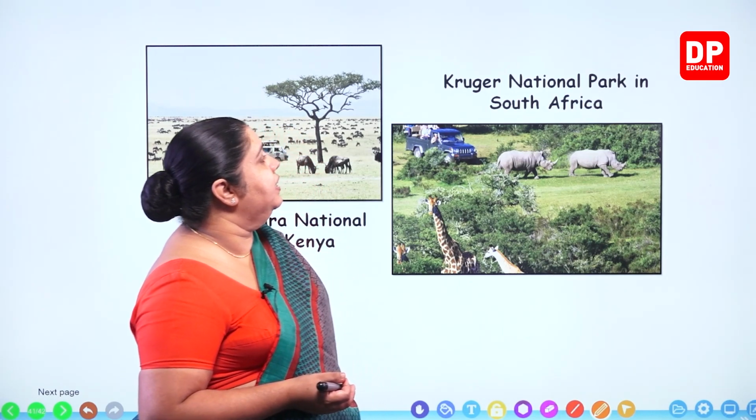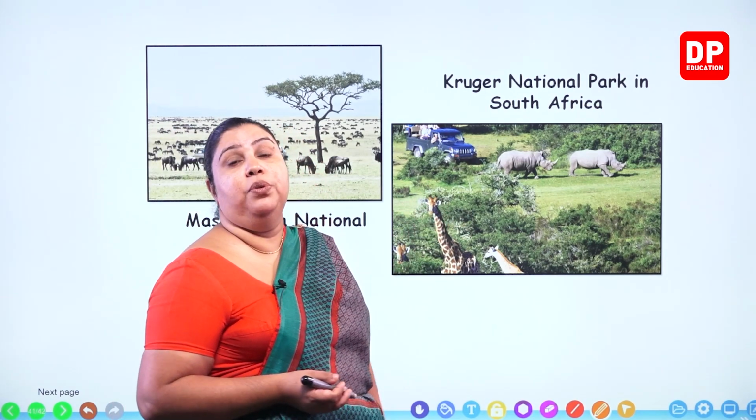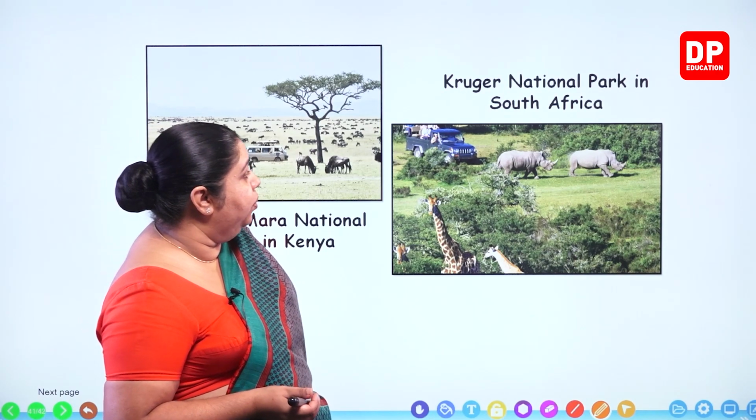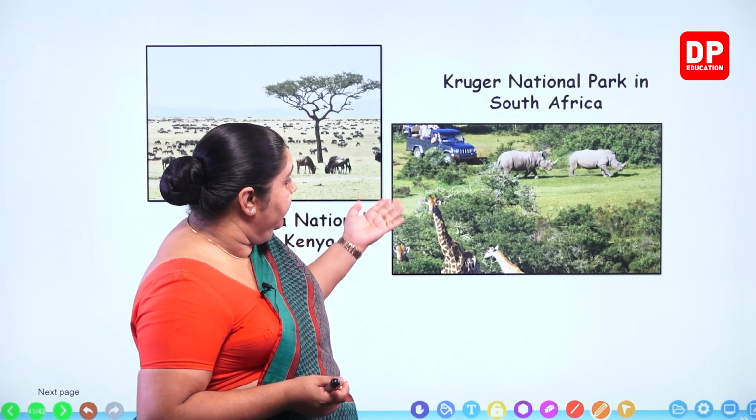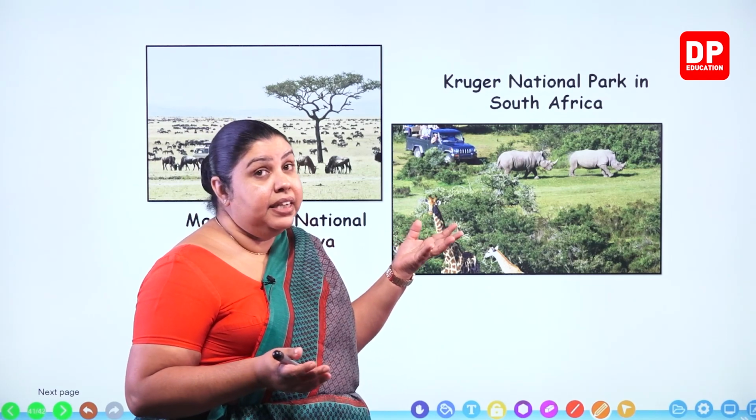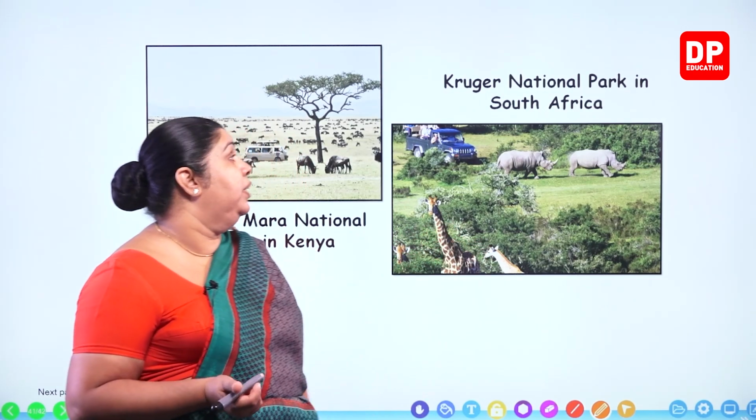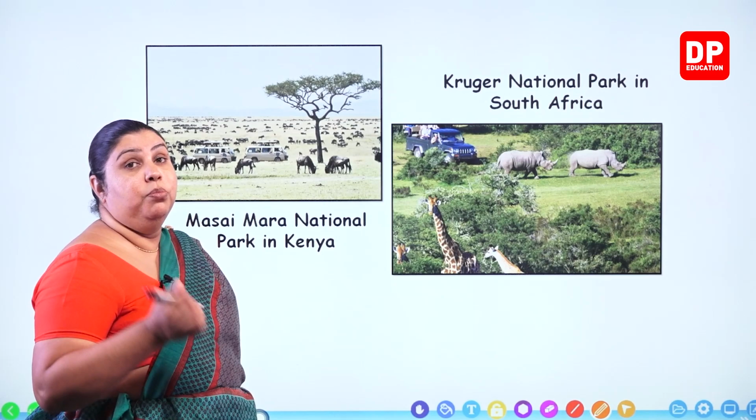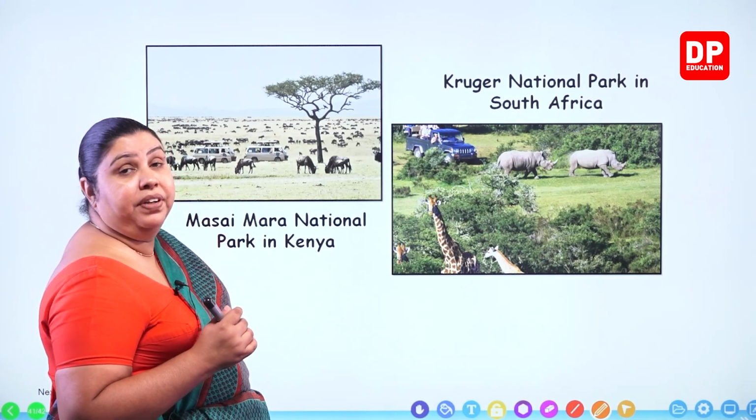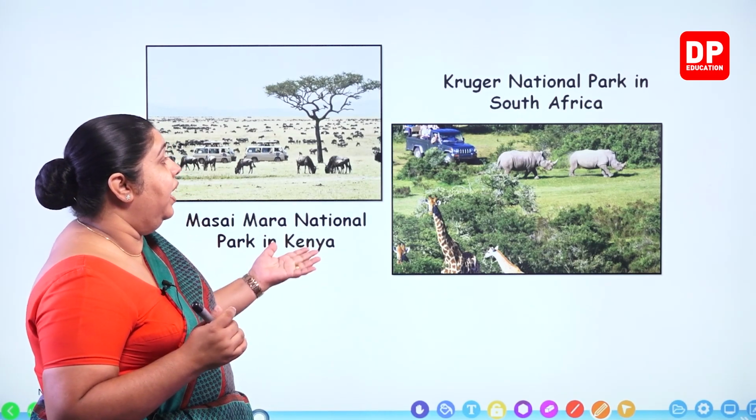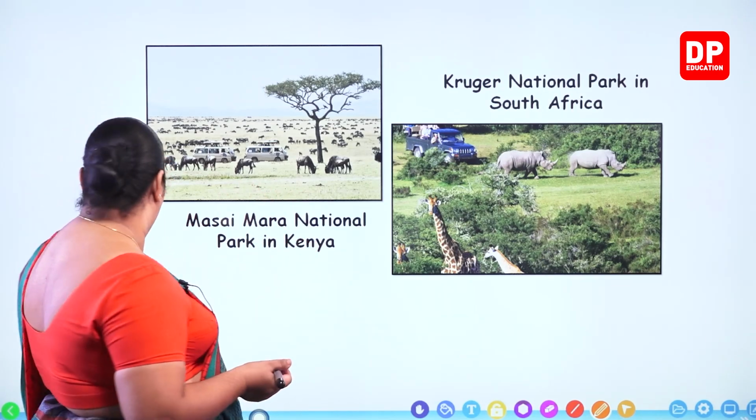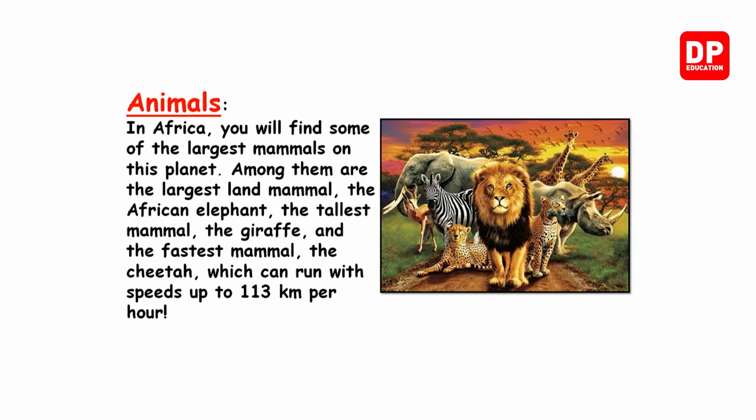Kruger National Park in South Africa is another beautiful place where you can see a lot of rhinoceros. There are giraffes, there are lions and tigers in Africa. So if you go there, you can have a look at them. So mostly tourists go to this African continent to go on safari and have a look at these animals. Then animals living in Africa are these animals. In Africa, you will find some of the largest mammals on this planet.